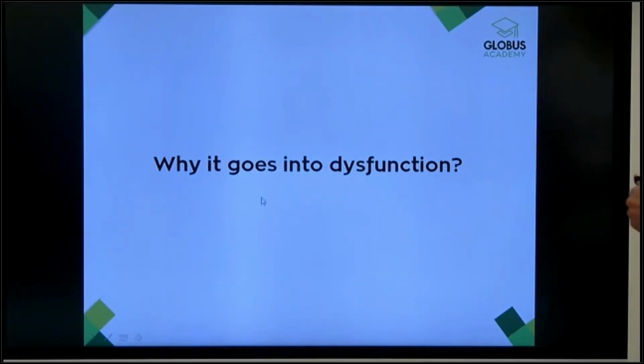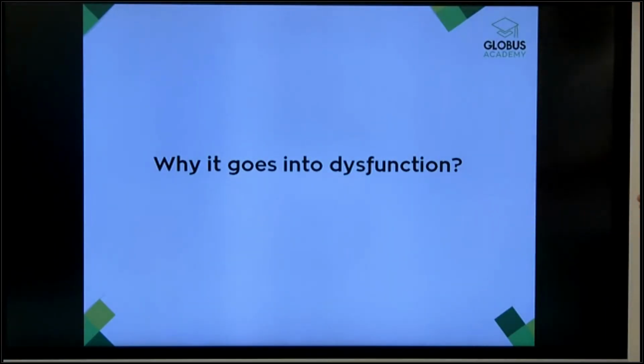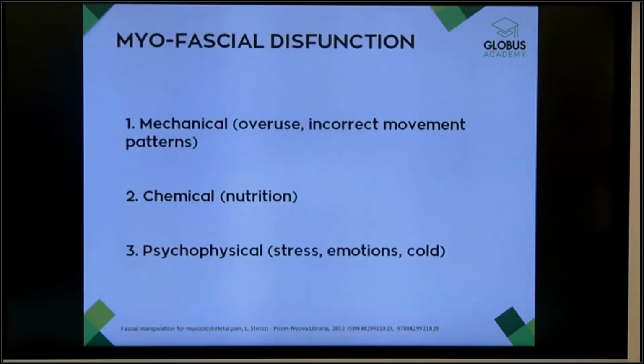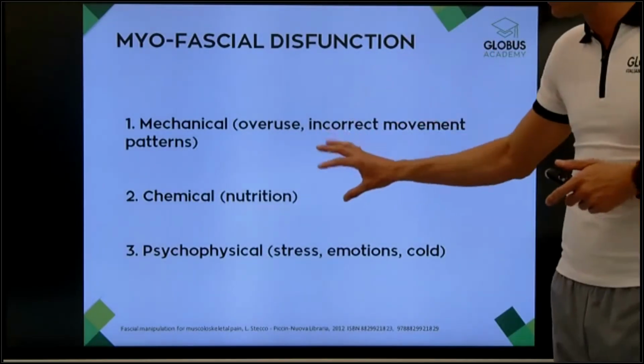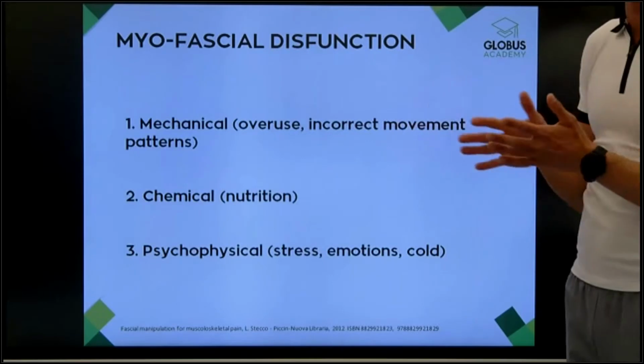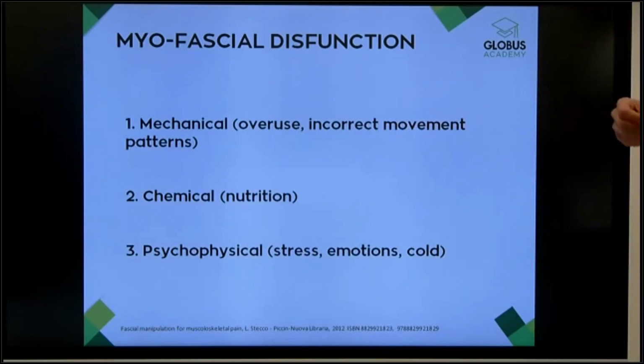Why does it go into dysfunction? I want to speak about the three main causes of this dysfunction. Okay, so the mechanical, the chemical, and the psychophysical things that could produce this dysfunction of the fascia. So the dysfunctions, as we already said before, is that we don't have the perfect sliding, we don't have the hydration of the fascia, we lose the movement, we lose also the control, the pattern movement control.